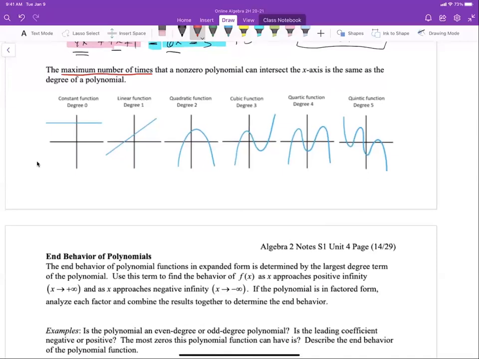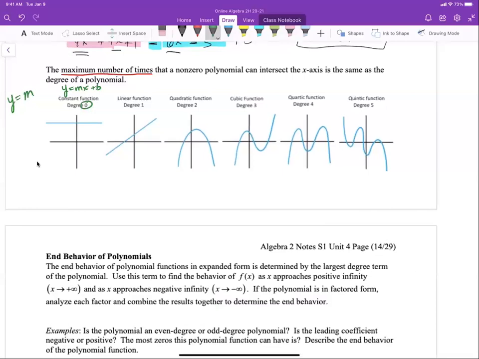So a constant function with a degree of 0. Instead of y equals mx plus b, the degree is 0, so it's just going to be y equals some constant number. Okay, I'll call it m. And sure enough, I get a horizontal line. The maximum number of times this horizontal line can intersect the x-axis is 0.